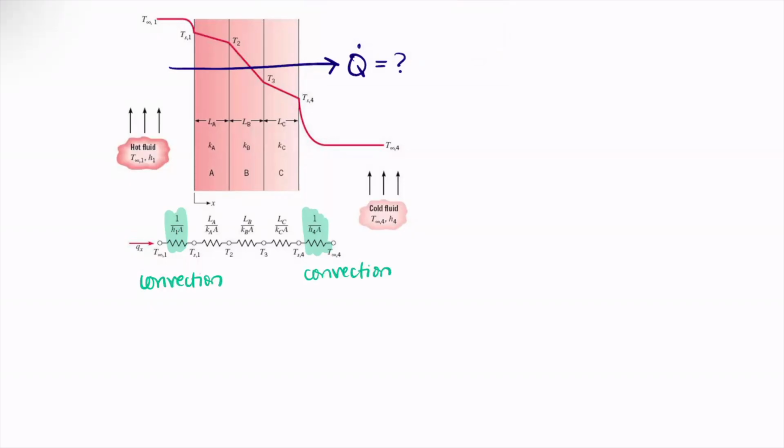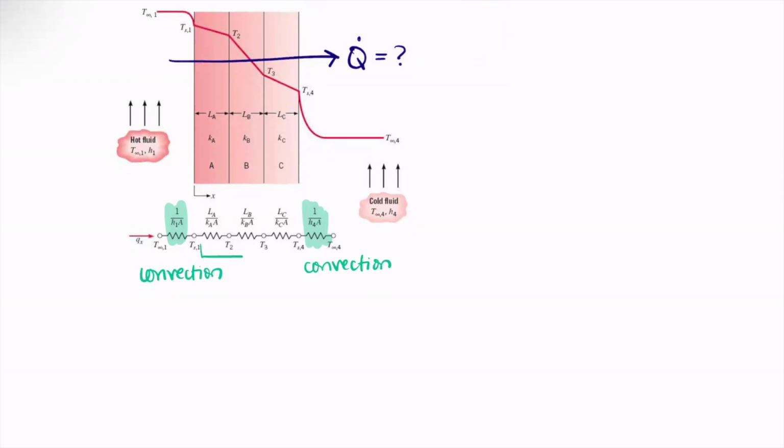And then in between, we have conduction through these three different layers of materials that are different. So these are all conduction. But since the layers are perpendicular to the direction of the heat transfer, we are considering them as resistances in series.